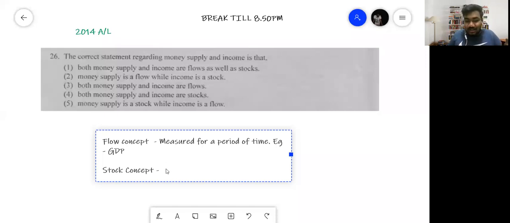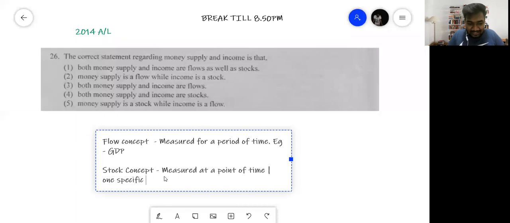Now, if you look at stock concepts, stock concepts are measured at a point of time. So I can say one specific point, exactly at, let's say, today's date, the 7th of August, 2021, the amount of this is this much. Now, can I say as at 8th August, the GDP is 5 billion? I can't say that, right? GDP is measured for a year.